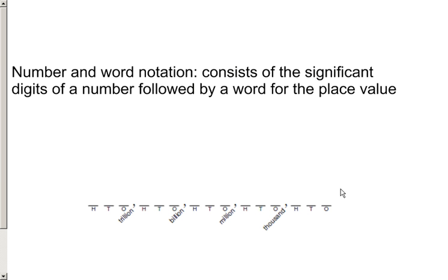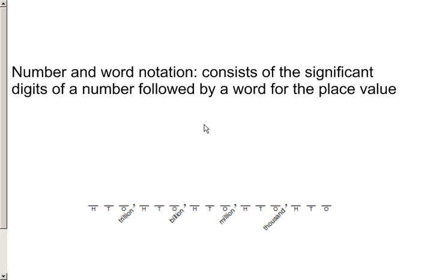When you're done writing these two numbers in expanded form, begin the video again. All right, now we're going to look at number and word notation. And again, you see that number and word notation consists of the significant digits of a number followed by a word for its place value.